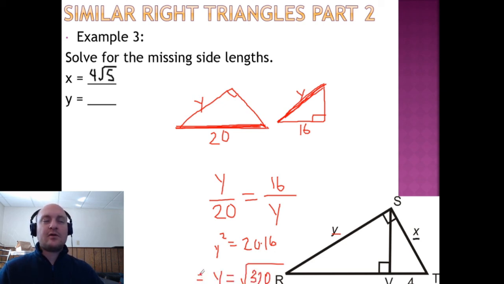Now that I get the square root of 320, I have to simplify. Now 320 can be broken down into 64 times 5. And that simplifies to 8 square roots of 5.